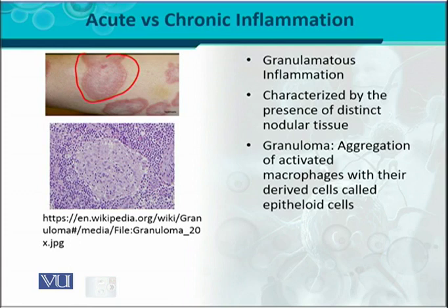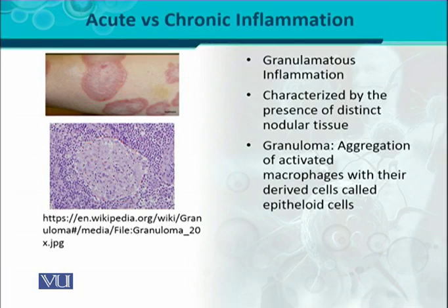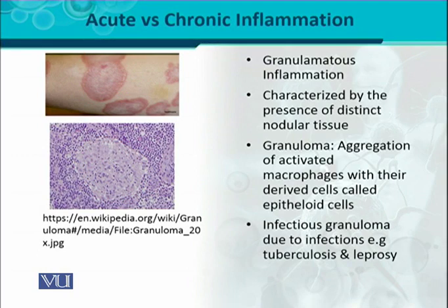That's why. Granuloma is the aggregation of activated macrophages with their derived cells called epithelioid cells. Here you can see the granuloma. Here these cells are going to form a granuloma. There are large cells, epithelioid cells, and around them there are many lymphocytes. So this structure is called a granuloma. The granuloma is an abnormal form, or the hallmark, of the chronic inflammatory process. Afterward, whenever such an infectious granuloma occurs due to infection, for example tuberculosis and leprosy, they are examples of the granulomatous chronic inflammatory process.